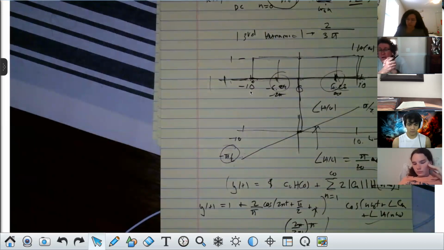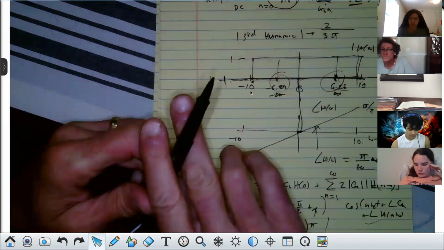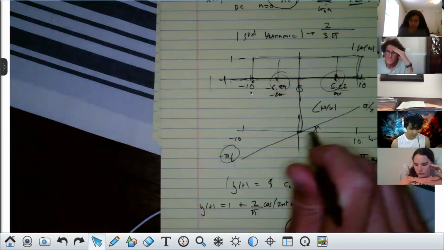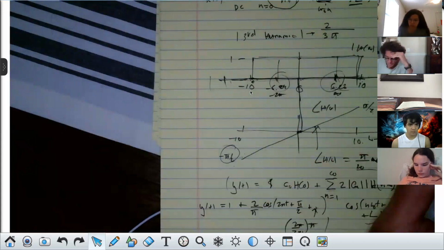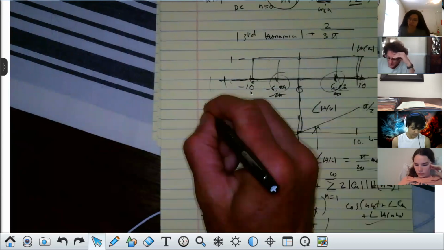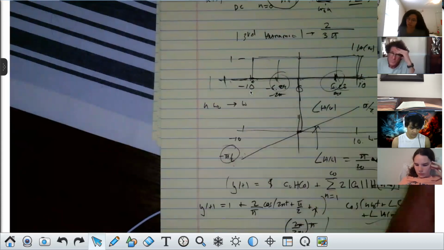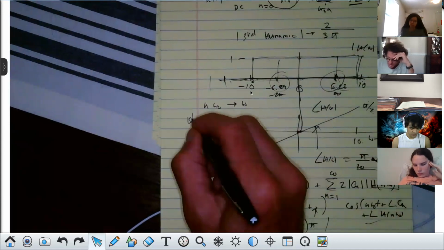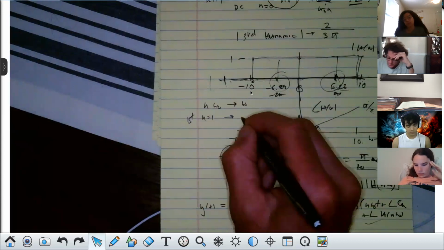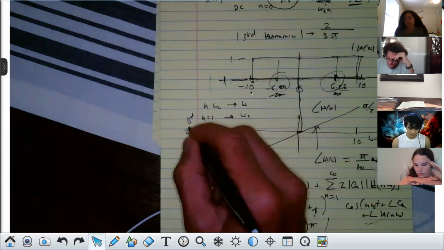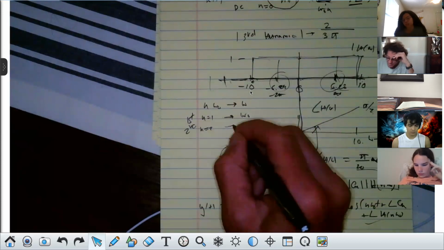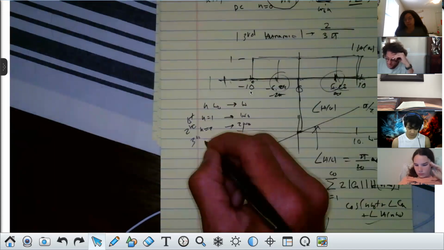Quick question. This may be a stupid question, but what would omega naught be for like the second or third harmonic? No, omega naught never changes, right? It's n omega naught that changes. So n omega naught is the frequency, the phasor frequency. For the first harmonic, n equals 1, and this is just omega naught. For the second, n equals 2, and this would be 2 omega naught. For the third, n equals 3, and this would be 3 omega naught.